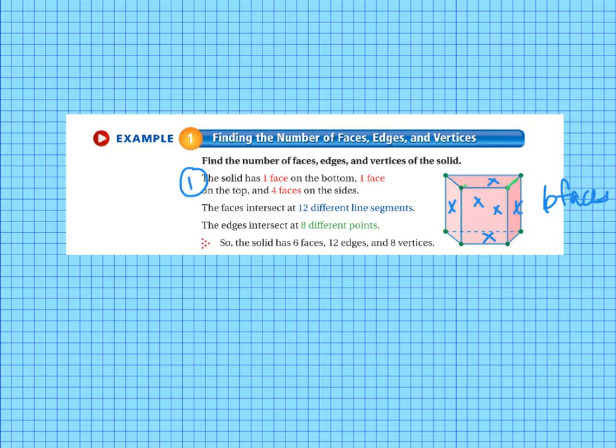There's 1, 2, 3, 4 on the top part. And then there's 4 vertical ones that go around it. 2, 3, 4 going around. So 4 plus 4 is 8. And there's 4 on the bottom. 1, 2, 3. And then there's one in the back that we can't really see, but we can imagine it being there. So 4 times 3 is 12. So there's 12 edges.